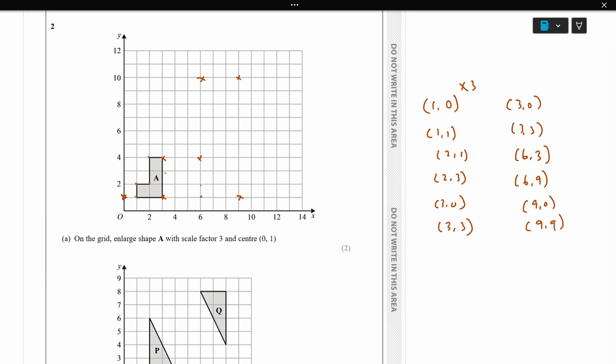See here. Okay, this is the figure. So here, then here, then here. Yeah, this is the enlargement by scale factor 3.